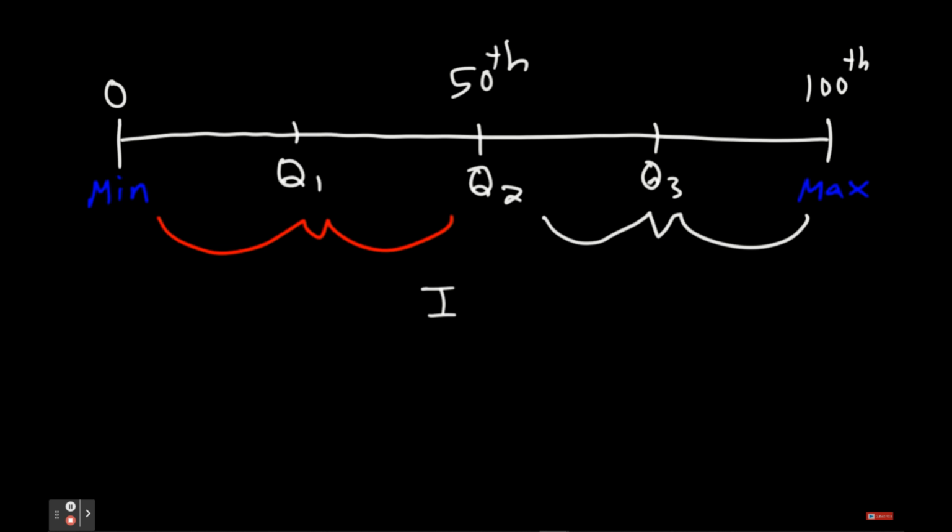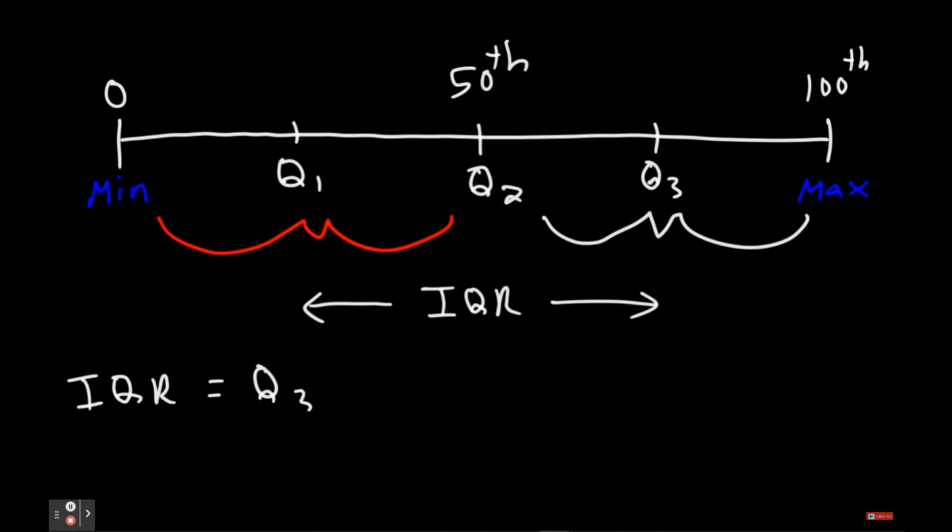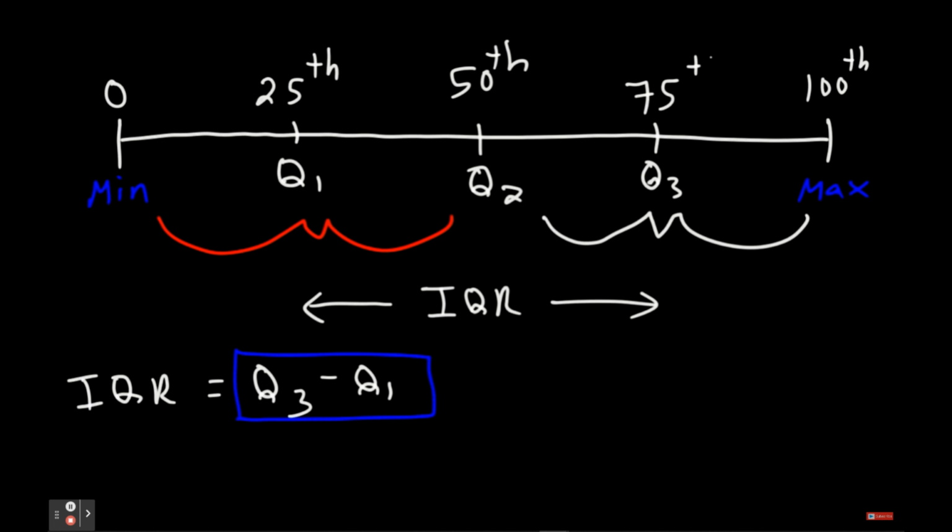The interquartile range represents the middle 50% of the data. IQR is the difference between the third quartile and the first quartile. And so that's how you find it. By the way, Q1 represents the 25th percentile, and Q3 represents the 75th percentile.